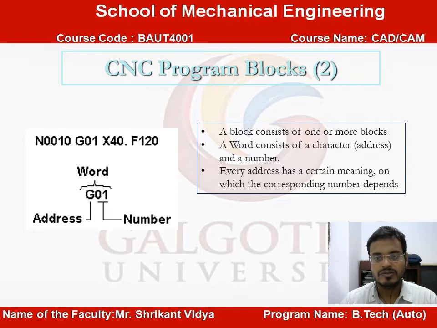CNC program blocks. Here you can see the N001 block number. Then G is the preparatory code address, then the coordinate system, then feed and spindle speed. A block consists of one or more words. A word consists of a character address and a number. Every address has a certain meaning on which the corresponding number depends. So you can see G01: G is the address letter and 01 is the number.